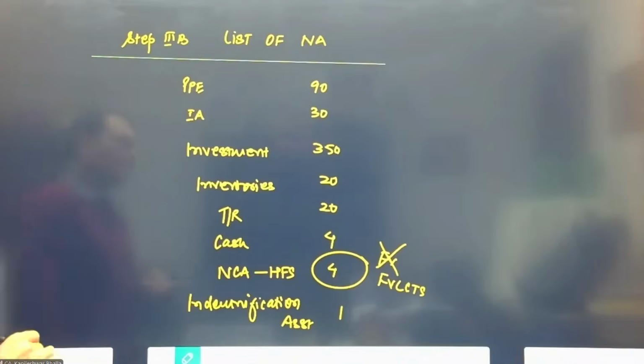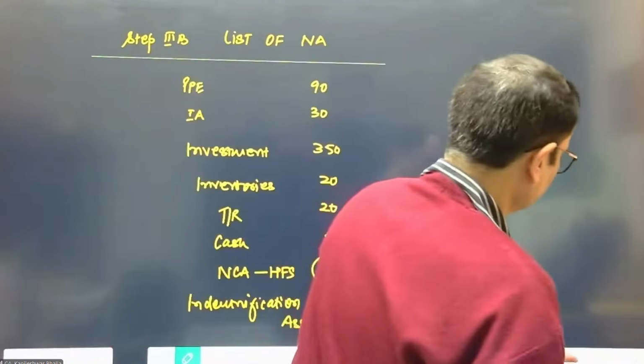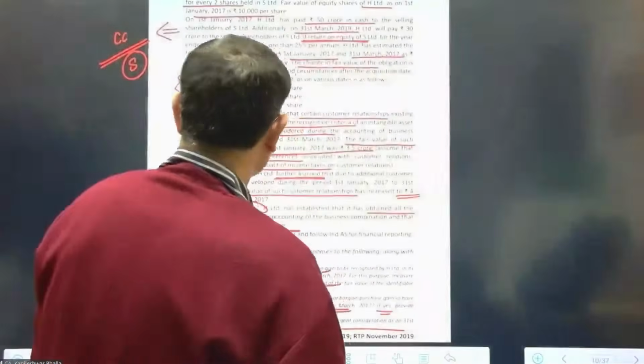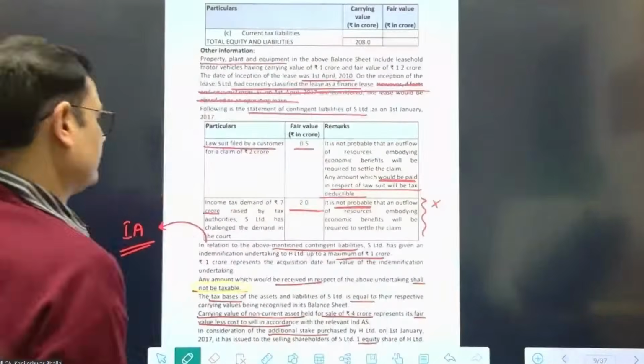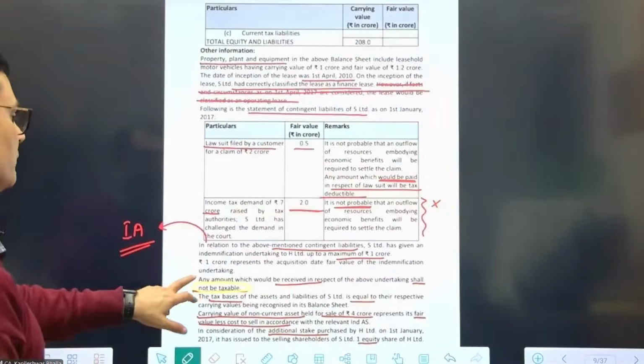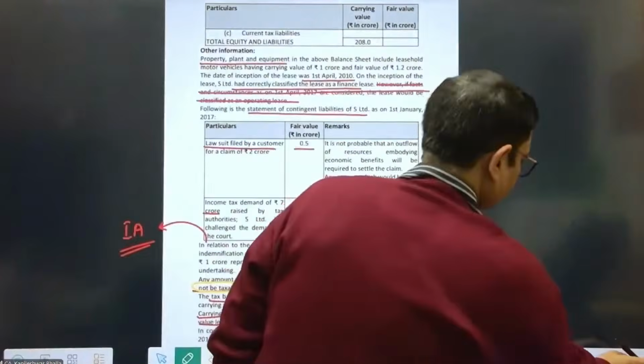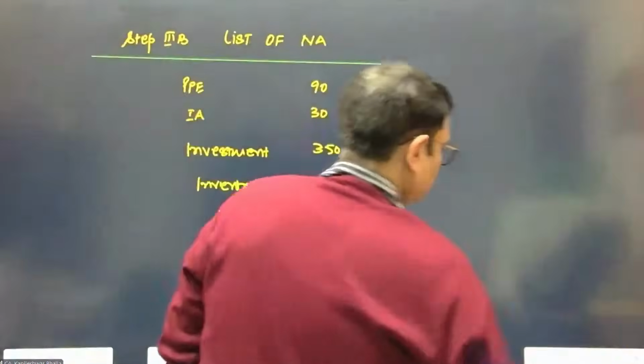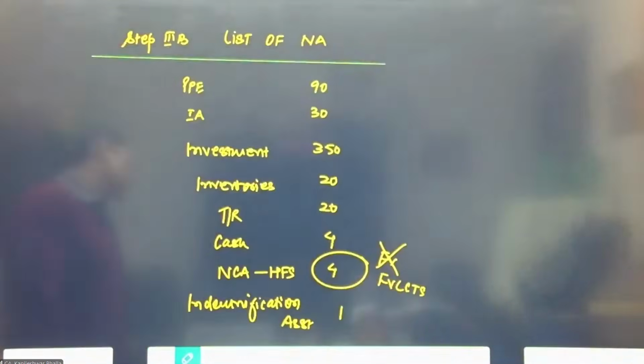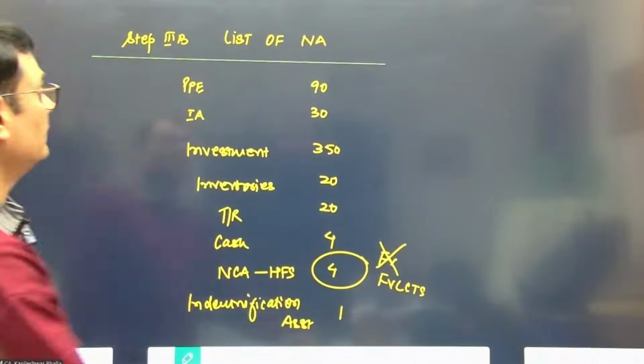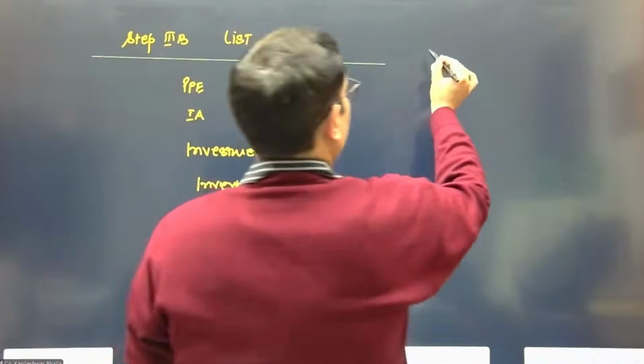I think it was 1 crore indemnification asset. Yes, sir, the indemnification asset was to the extent of 1 crore. So this takes care, I think, of the asset side. The rest we've got a DTL, which we'll take later. So let's reduce the liabilities.